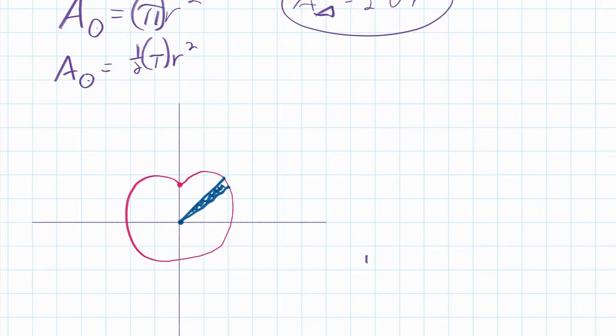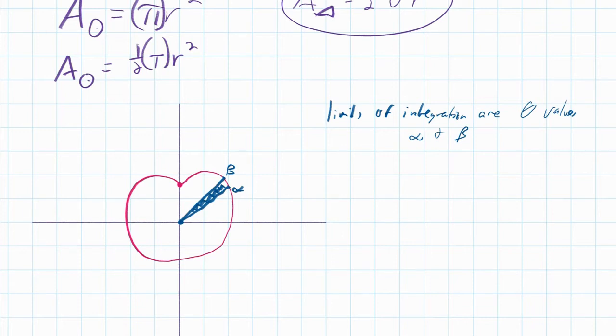The first thing I want to do is deal with what the limits of integration are. These are going to be defined in terms of two angles, alpha and beta. So the limits of integration are theta values. In this case, alpha and beta, two angles in radians.